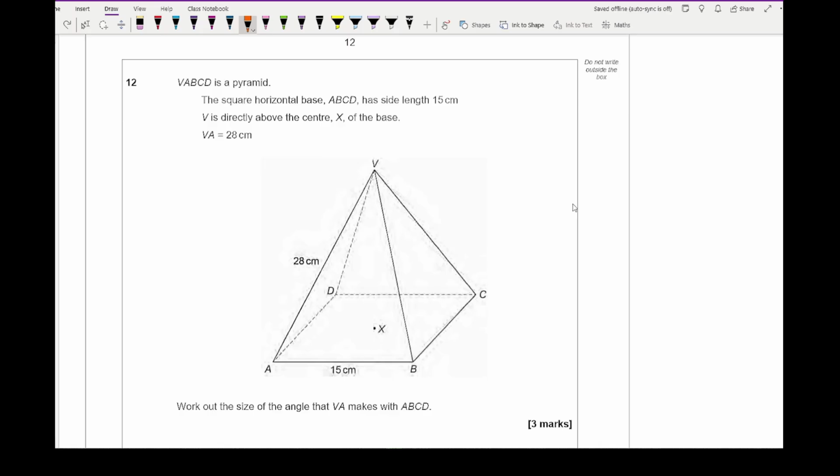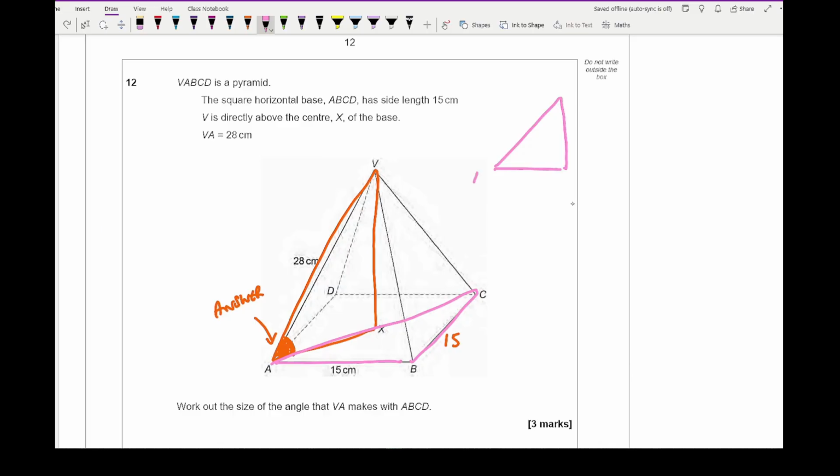makes with ABCD. Now VA is this line here, and so what we're wanting to work out is what this angle here is. So this is the angle that I'm wanting. And I always say that it's always important that you make that first. So if I then turn that into a triangle, this is the triangle that I need to work out the dimensions of. So looking at the fact that we know that ABCD is a square base, that means that this is 15.